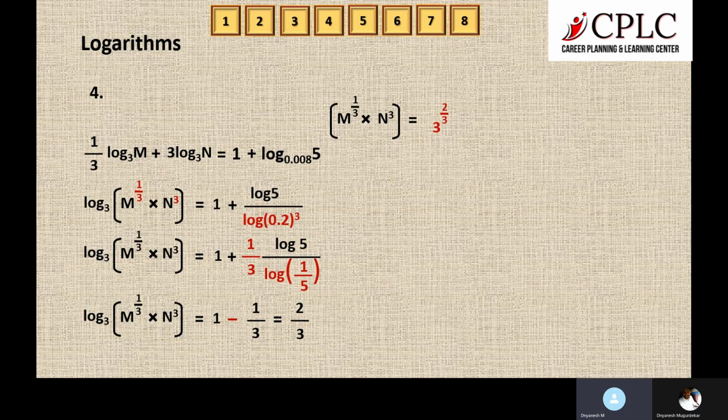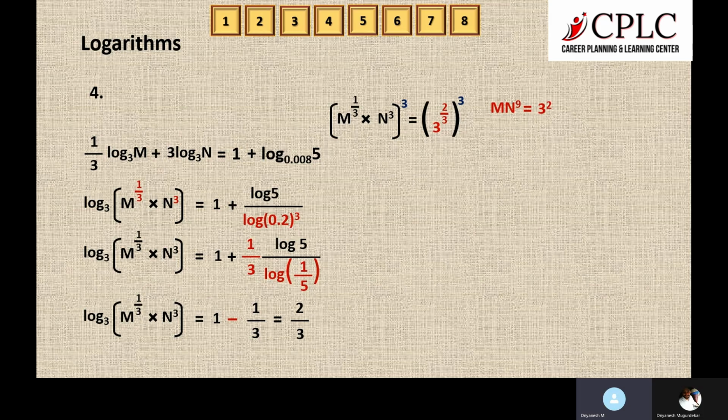Now, to simplify this, let's take the cube on both sides. Again, we'll use laws of indices that we have discussed in the previous classes. When you apply laws of indices, the powers will get readjusted, and you will have m into n raised to 9 is equal to 3 raised to 2, because the 2 by 3 and the 3 will get cancelled, and you will have 3 square, which is 9. So m into n raised to 9 is equal to 9.